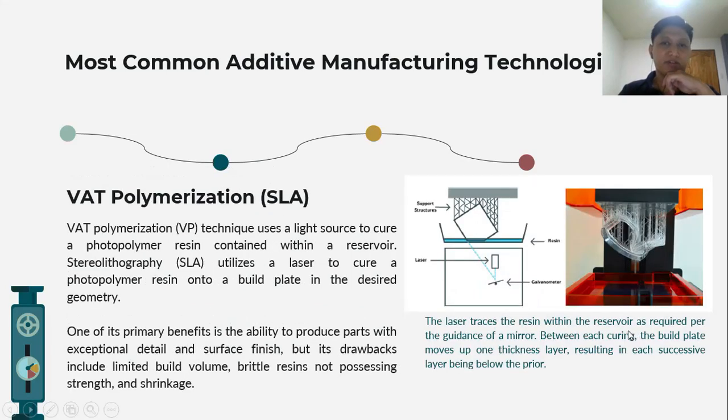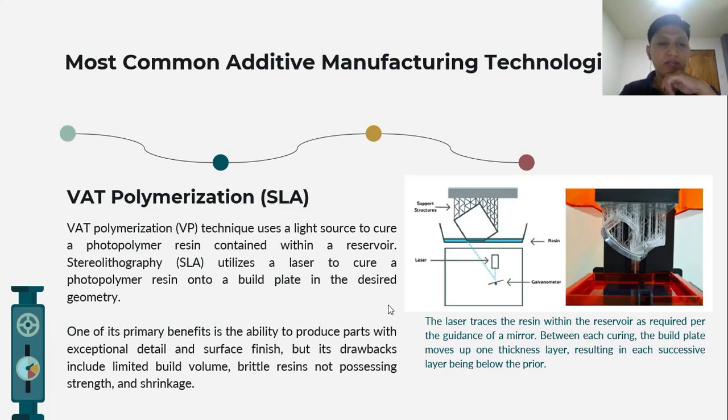Second additive manufacturing technology, the VAT polymerization, or the SLA, which is common. The SLA is the most common VAT polymerization technique. The VAT polymerization uses a light source to cure a photopolymer resin contained within a reservoir. SLA utilizes a laser to cure a photopolymer resin onto a build plate in the desired geometry.